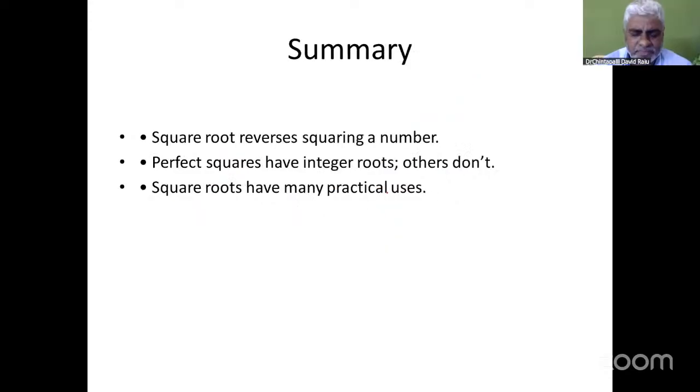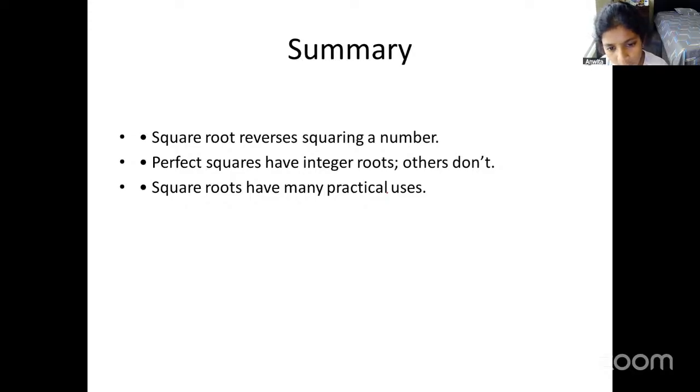Just read: square root reverses squaring a number. As we discussed earlier, square root and square are both reverse processes, opposite operations. Right. Okay, sir. Second point.